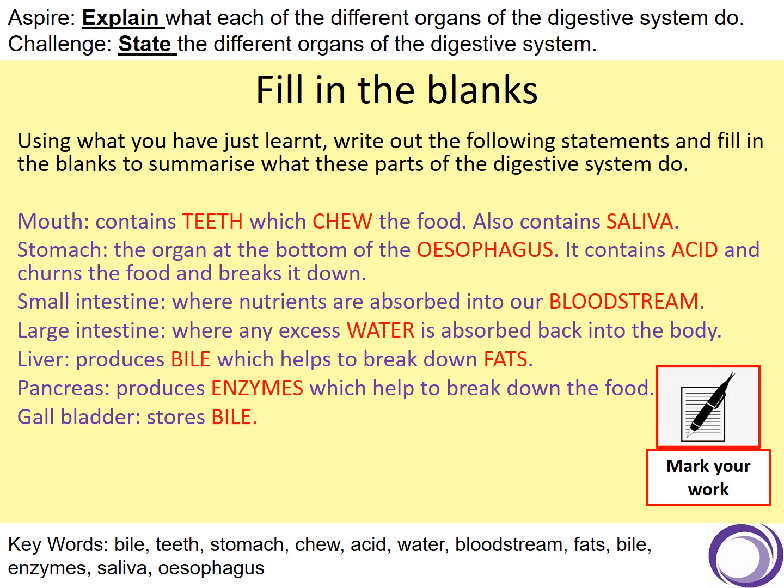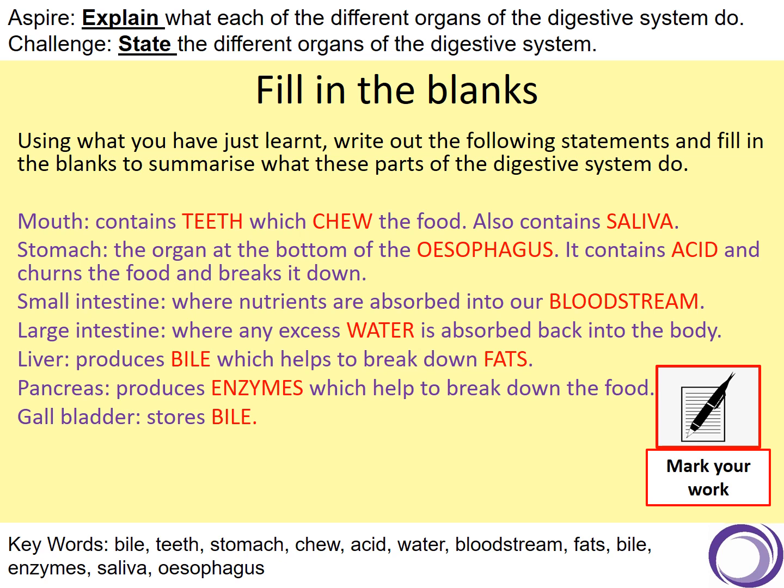Okay, so let's go through the answers. So the first one you should have should be the word teeth. And the second word that you should have should be chew. And then the final word that you should have should be saliva. So the sentence is mouth contains teeth which chew the food, also contains saliva. The next sentence, the two words that are missing, the first word is esophagus, so that is number 4. And number 5, the missing word is acid. So the sentence is the stomach is the organ at the bottom of the esophagus. It contains acid and churns the food and breaks it down.